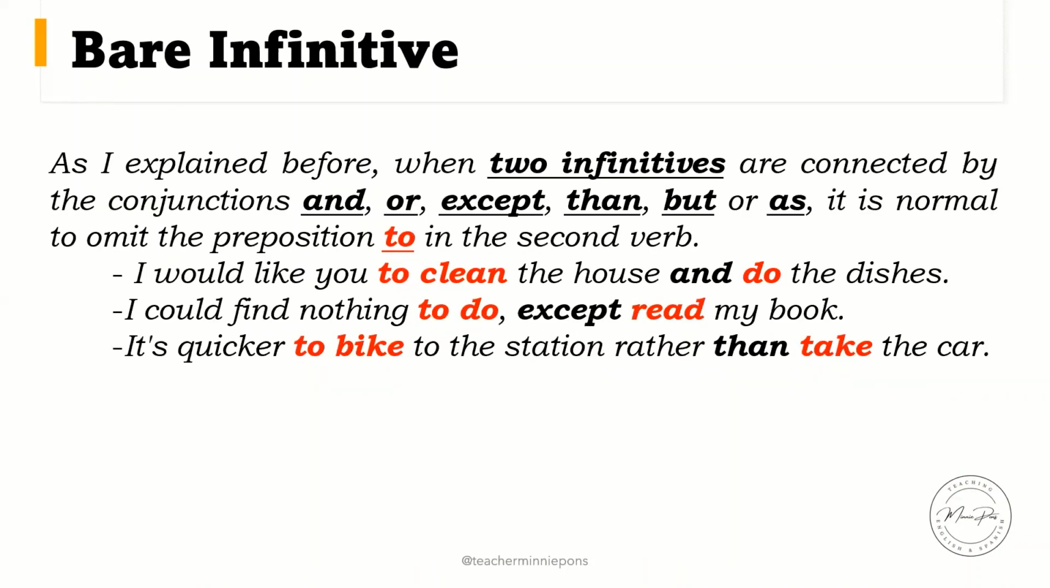As I explained before, when two infinitives are connected by the conjunctions and, or, except, than, but, or as, it is normal to omit the preposition to and the second verb. Let's see the examples. I would like to clean the house and do the dishes. I could find nothing to do except read my book. It's quicker to bike to the station rather than take a car.